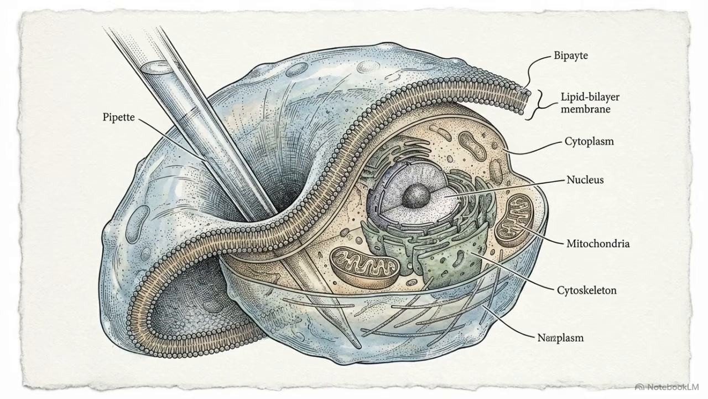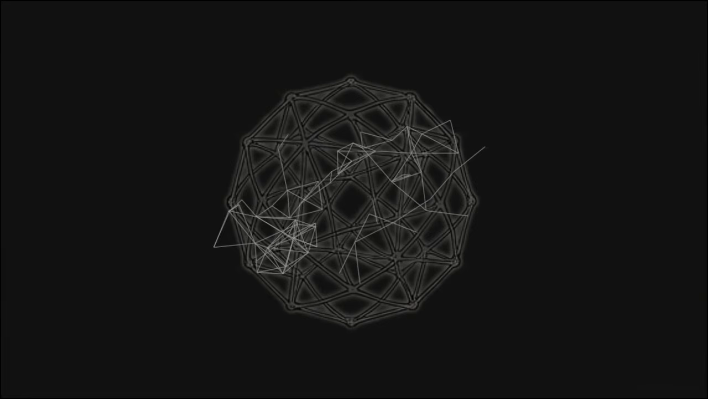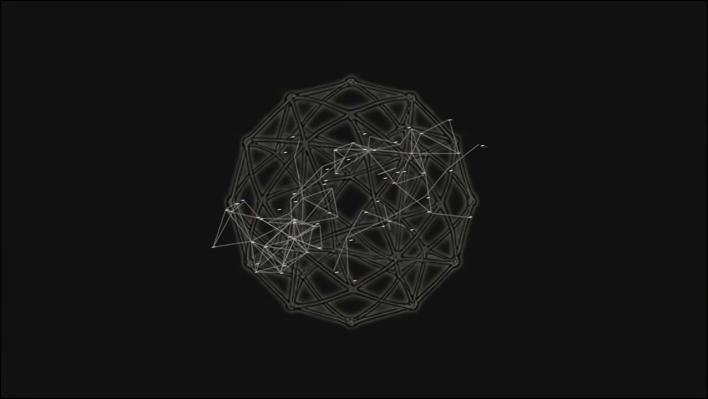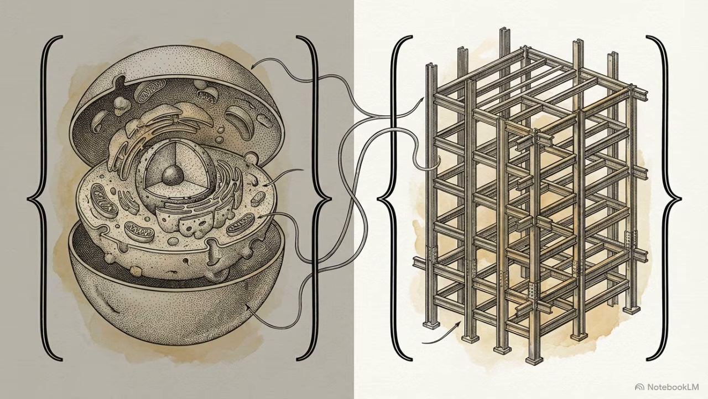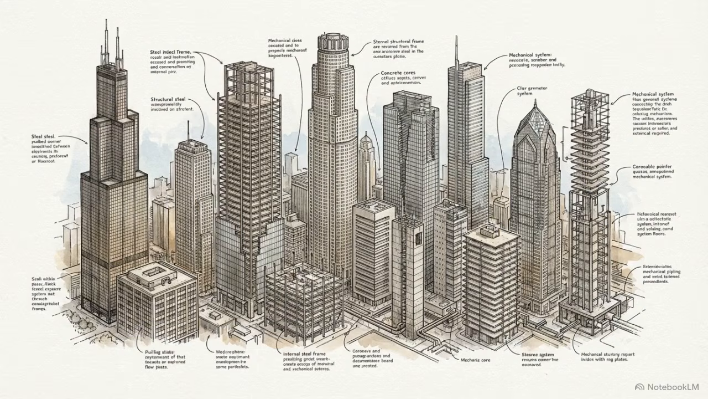Biologists use Young's modulus to measure the elasticity of human cells and their cytoskeletons. The cytoskeleton is the internal network of protein filaments that provides a cell with its mechanical support. From the microscopic structure of a cell to the steel spine of a skyscraper, this single mathematical relationship governs the flexibility of our physical world.